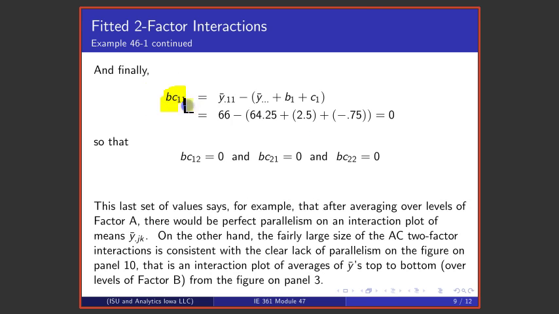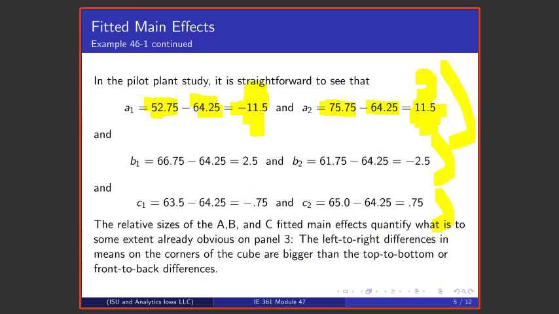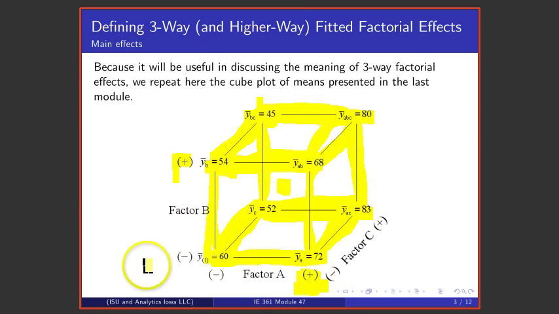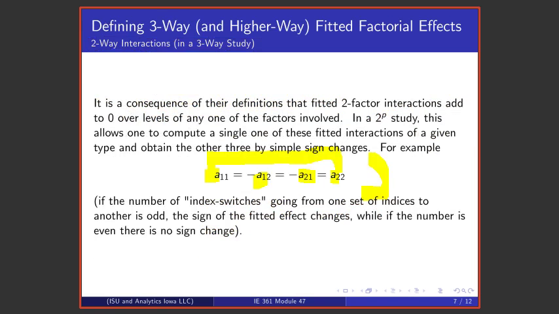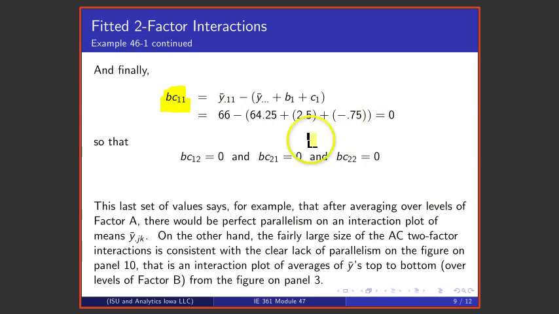Finally, if I want to talk about BC interactions, so that would mean I'd take this cube and I'd average left to right. So for example, the average of 60 and 72, that's for B at its low level, C at its low level. So that would be for BC 1 1. That'd be 66 minus grand average plus B number 1 plus C number 1. That turns out to be exactly 0. And so that means that these other fitted interactions are also exactly 0.